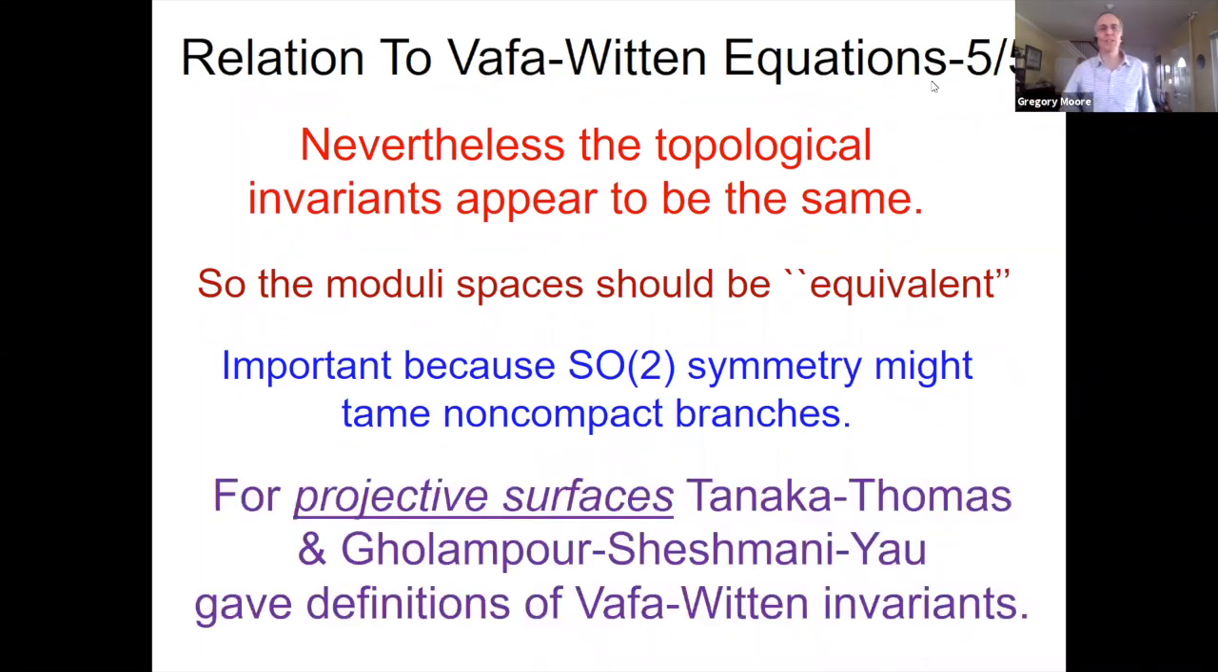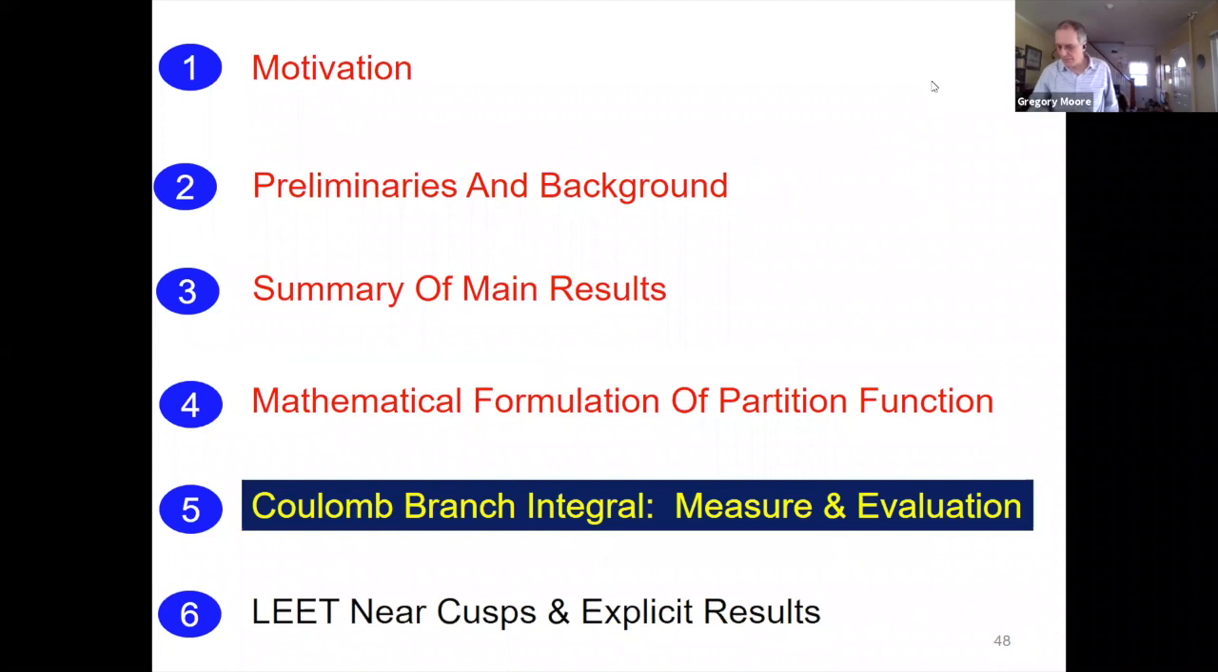I should say that for projective surfaces, in recent years, the mathematicians Tanaka-Thomas and Gholampour-Sheshmani-Yau gave precise mathematical definitions of the Vafa-Witten invariants, but they used very heavy-duty algebraic geometry, and those techniques will not generalize to the more general four-manifolds we're talking about. Okay, so I've got about 15 minutes. So I just want to say a little bit about how we get these explicit results. And I'm going to have to go lightly because I don't have much time left.